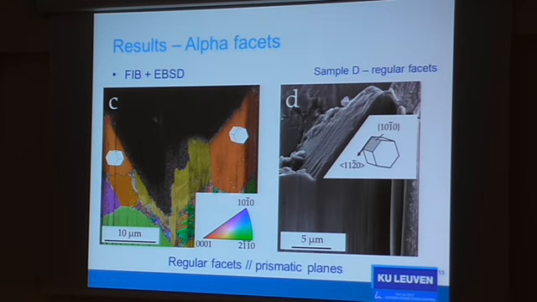Even more, if we focus on this facet and zoom in a bit, we see that the linear markings are according to a slip direction in the prismatic slip system. So the plane is the prismatic slip plane, and the direction is also in the system. This is a very strong indication that prismatic slip band formation is at the root of the facet formation in this case.